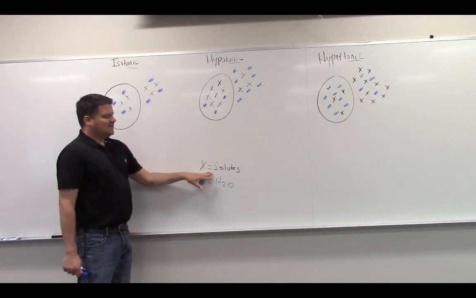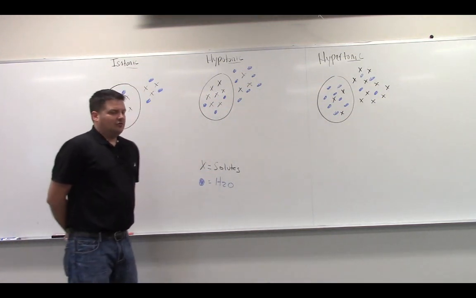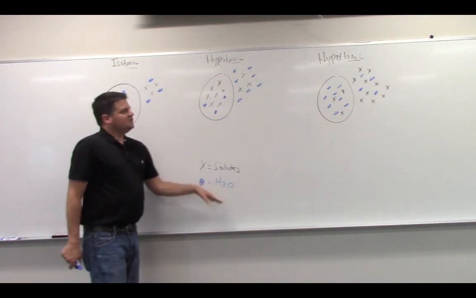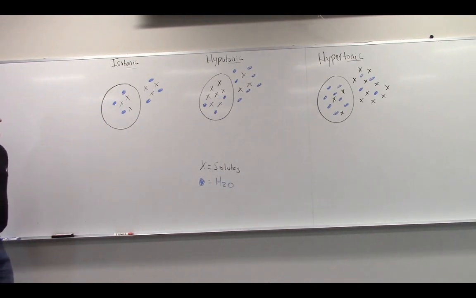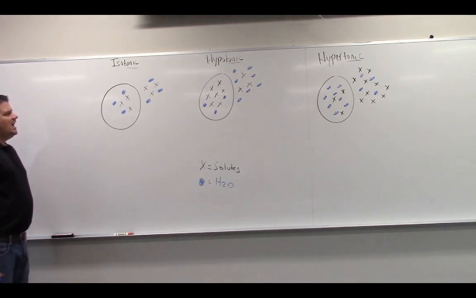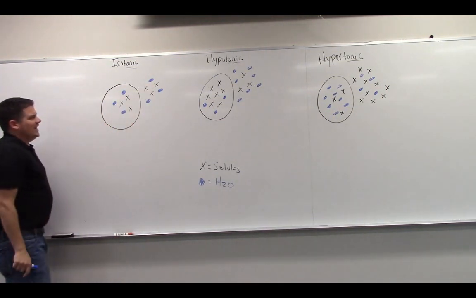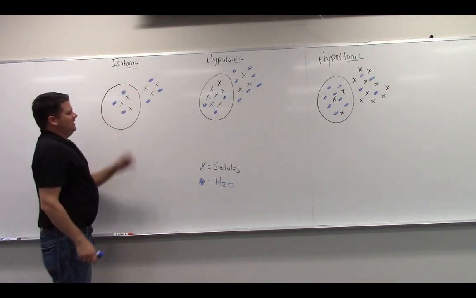What we have here is the X equals solutes. Remember, solutes can be anything dissolved within fluid. Our blue is going to be our water itself. So we'll first start by looking at isotonic solution. And as you can see here, we have the X's here, solutes, are equal on both sides, and because they're equal, the water is equal as well.